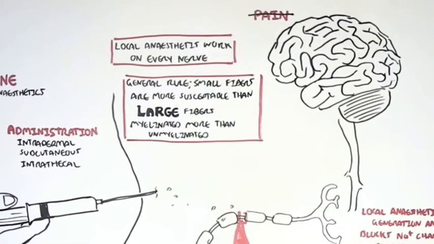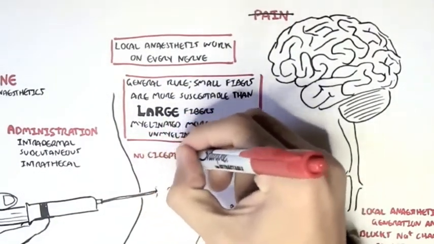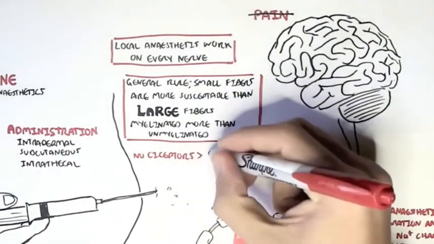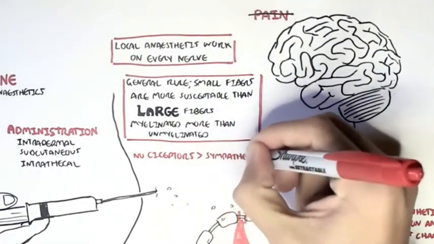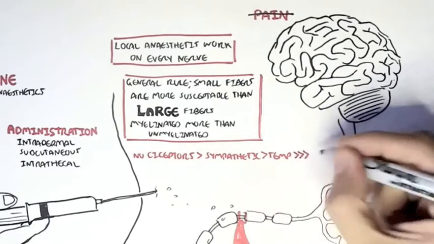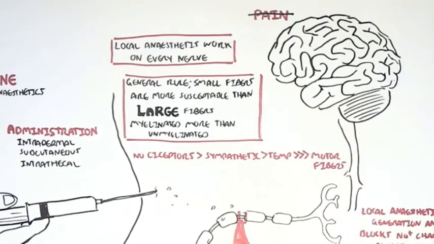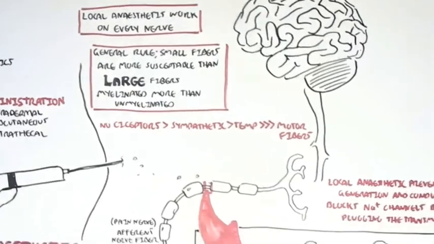from the most susceptible to the least susceptible, nociceptors, the pain fibers, are more susceptible to local anesthetics. And then we have the sympathetic fibers, the temperature fibers, and so on, until finally the motor fibers. But we would need a massive dose of local anesthetic to paralyze a person.